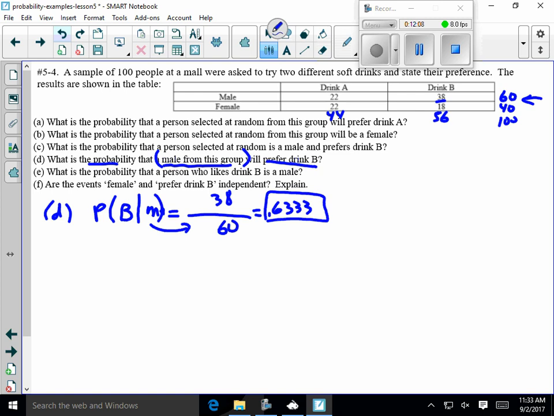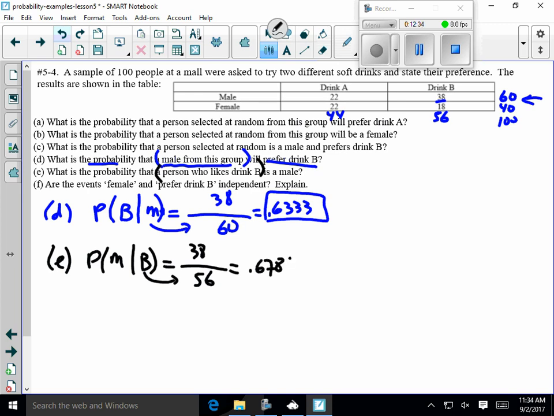And the one below it, E, is what's the probability that a person who likes to drink B is a male? So we're finding the probability that they're a male, given that they're a person who likes to drink B. So this time, the bottom of the fraction is determined by drinking B. So that's going to be out of the 56 people that like to drink B, how many of them are males? Which is that same 38. But this time it's 38 out of 56, and so that would be 0.6786. All right, slightly different probabilities there, and it definitely matters which condition we're talking about.